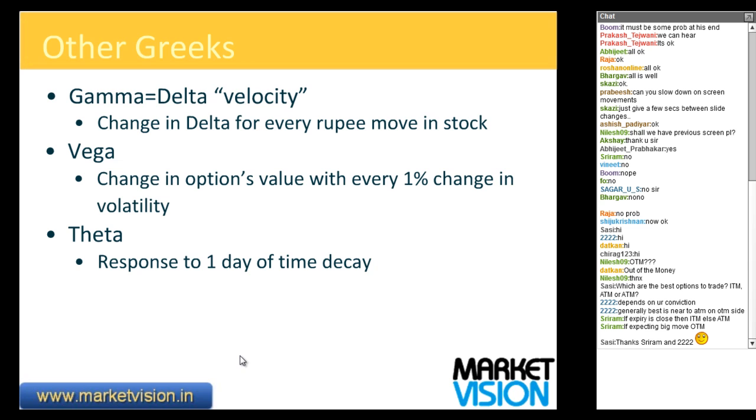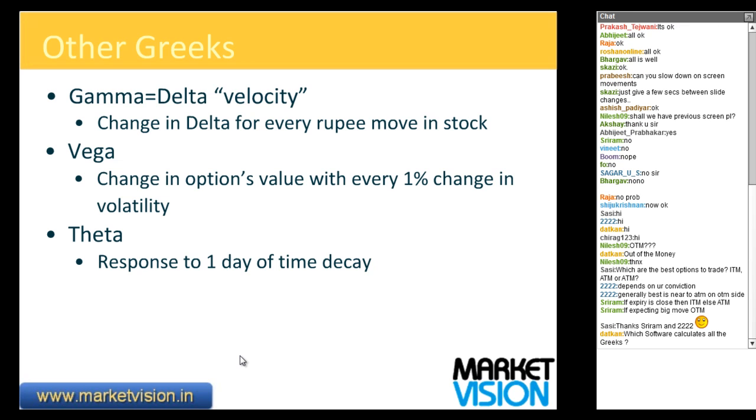For every day that I go closer and closer to expiry, how much does the option lose value for a buyer? For a seller, it's a profit, because every day that the option is not exercised, or is away from exercise, the time value becomes lesser, and it becomes profitable for the seller. I also talked about interest rates.